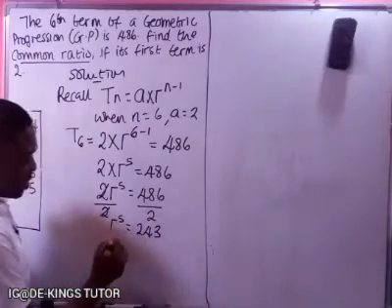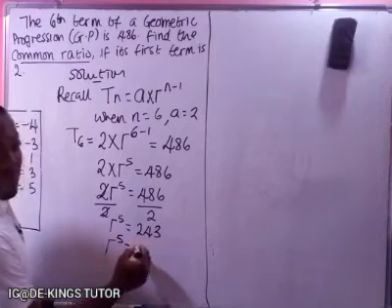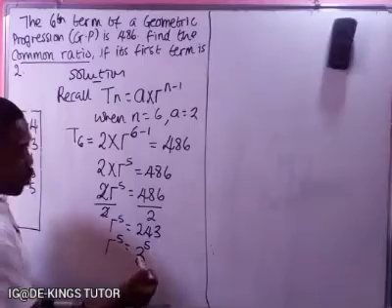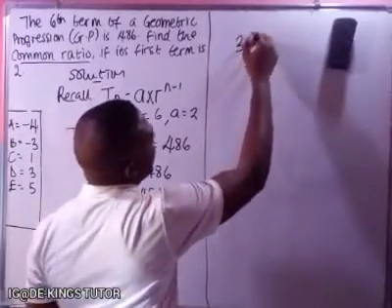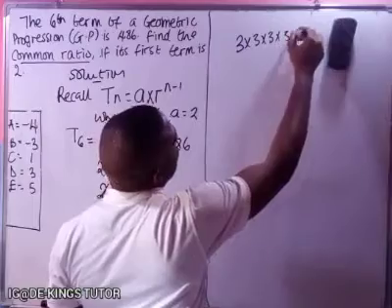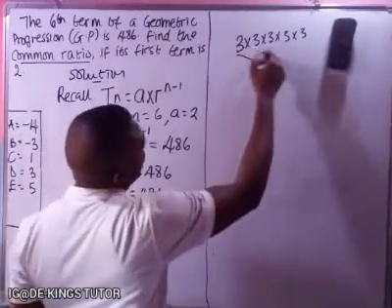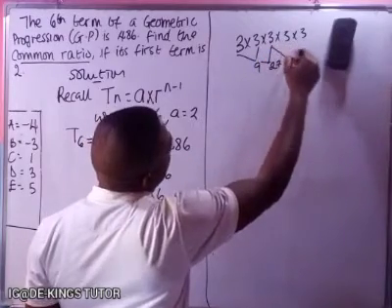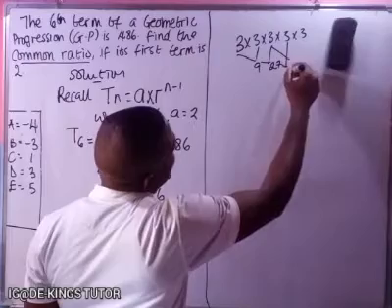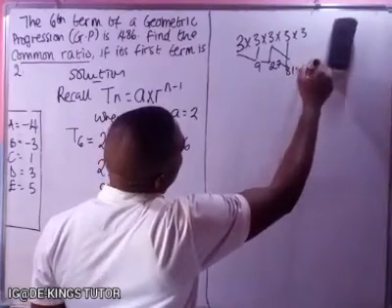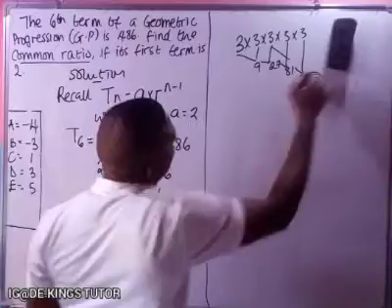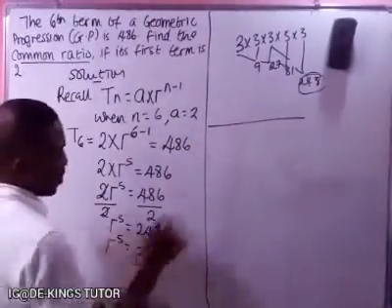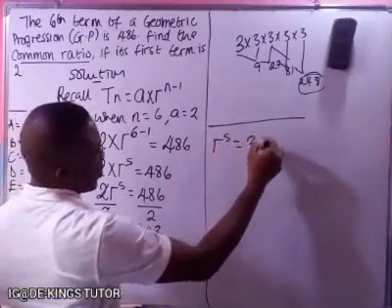Okay, that's 243. Now to get this 243, we'll express it in terms of the power 5. So if this is r raised to the power 5 equal, now 243 can also be given as 3 raised to the power of 5. Okay, because 3 raised to the power of 5, look at it here, is 3 times 3 times 3 times 3 times 3. Now 3 times 3 is 9. 9 times this 3 here is 27. 27 times this 3 here will give us 81. 81 times this 3 here will give us 243. Okay, so now we have r raised to the power 5 equals 3 raised to the power 5.